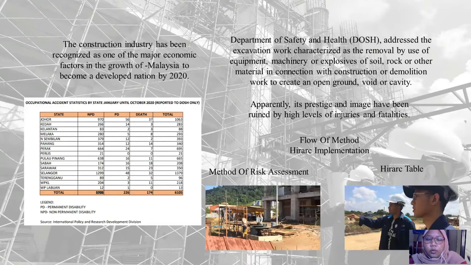In this project, we will see the flow of the HIRARC method implementation, where 4 phases are used in the HIRARC process. Second, the method of risk assessment: risk identification, risk analysis, risk evaluation, and risk control. Lastly, the HIRARC table and how it has been conducted. The most critical safety and health hazards will be discussed in the discussion, and control measures have been proposed.